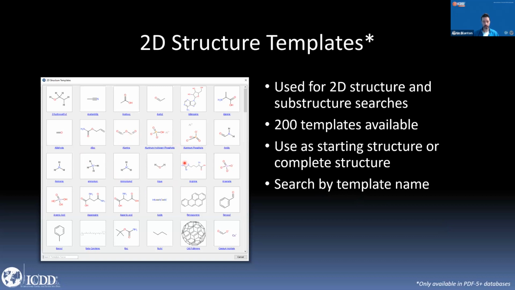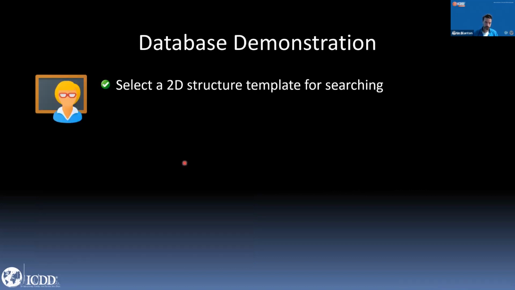This allows the user to use a template as a starting structure or as a complete structure. There are 200 templates available, and you can search by the template name, so you don't have to comb through the entire list. You can just do a search for the template name that you're looking for, and you can find that 2D structure template. So I'm going to do a database demonstration, and I'm going to show you how you can select a 2D structure template for searching.